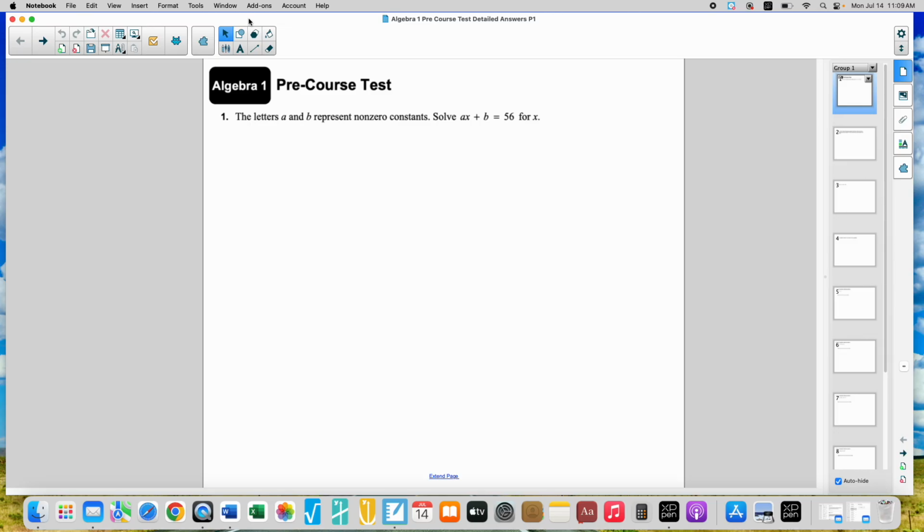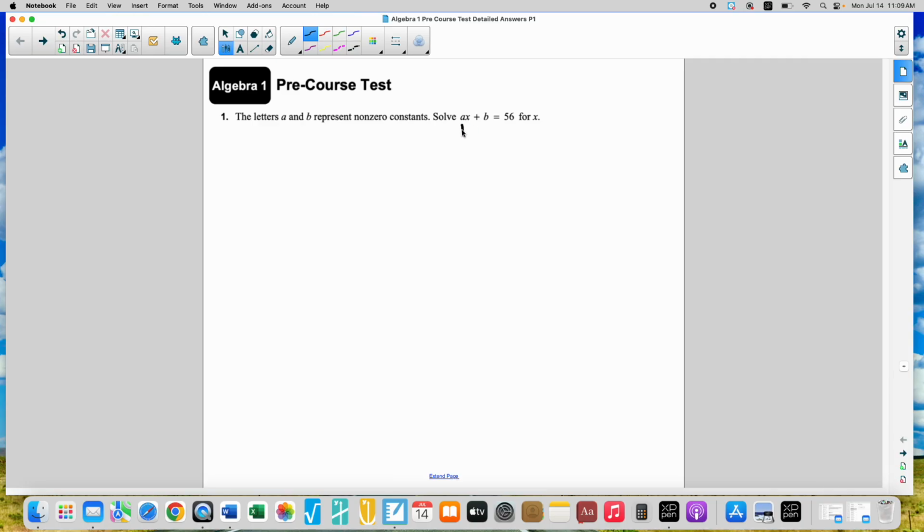So question number 1, letters A and B represent non-zero constants. Solve ax plus b equals 56 for x. So we're isolating for the variable x. A is multiplying x, and something is being added to x. As we remember, whenever we isolate variables, we are going to get rid of things being added and subtracted.